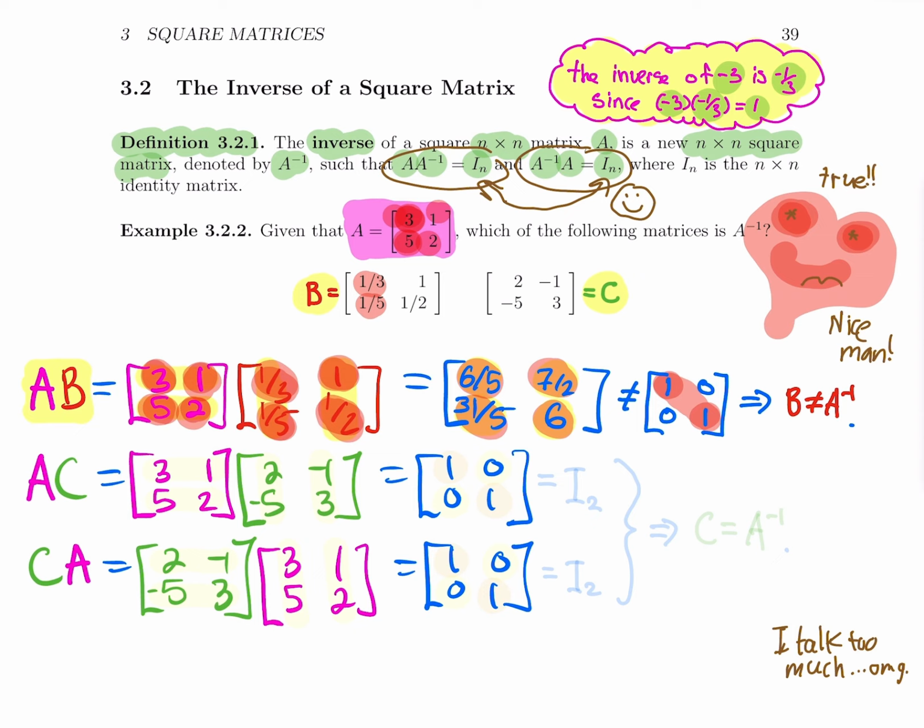Sadly, computing the inverse is not just like computing the inverse for a number. You cannot just flip it. So it's slightly more complex. All right, now let's try that matrix C.